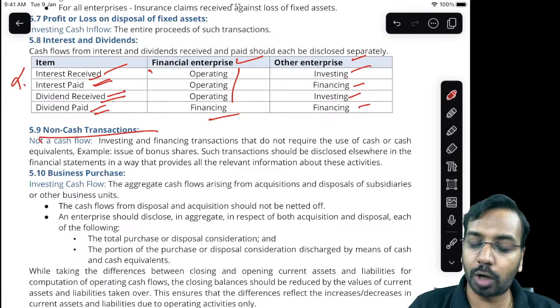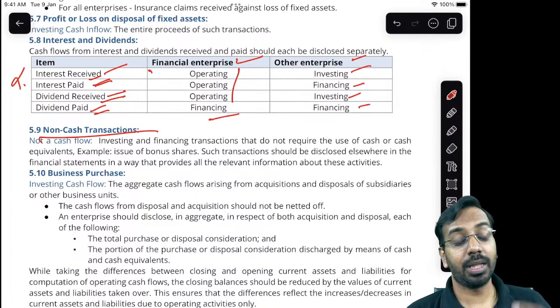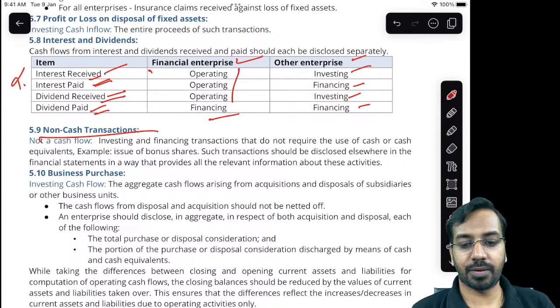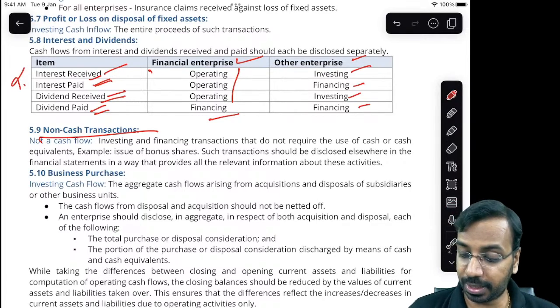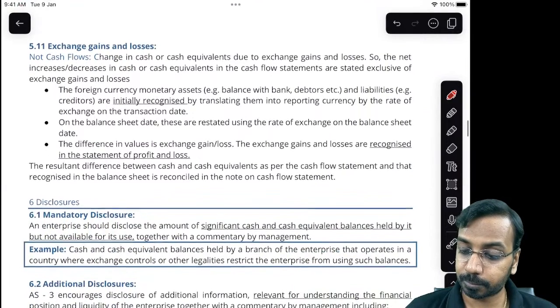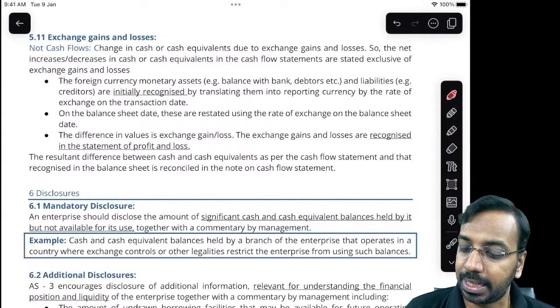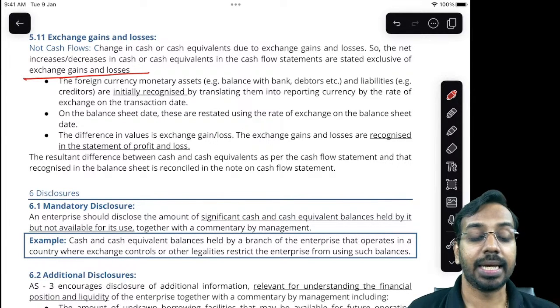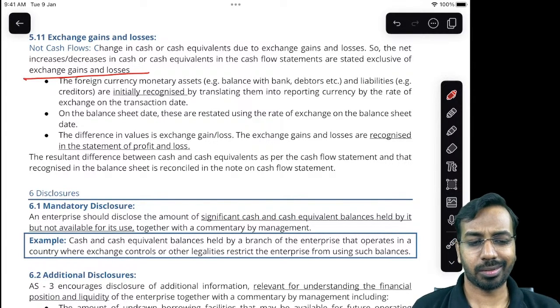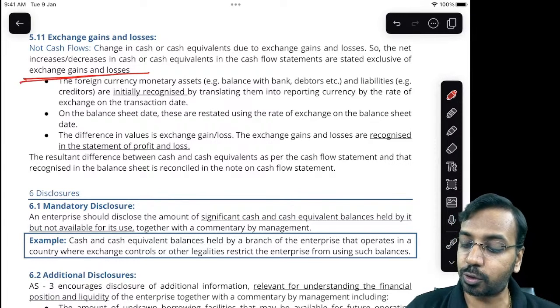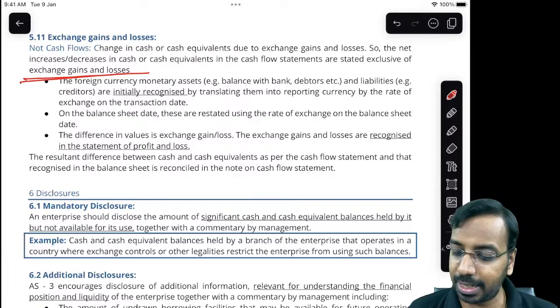Now sometimes there are a lot of non-cash transactions. For example, I issued shares to purchase fixed asset. That has to be disclosed separately. Then, if there are exchange gains or losses in case of foreign currency transactions, generally not tested as a part, but still, foreign currency transactions have to be shown separately as a reconciling item.